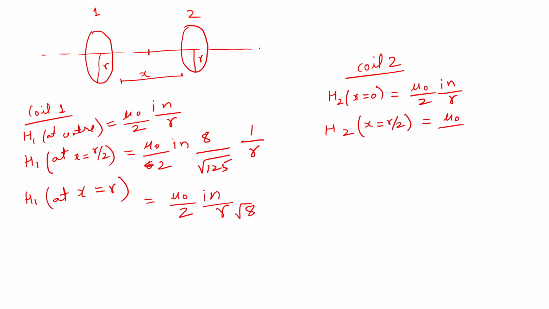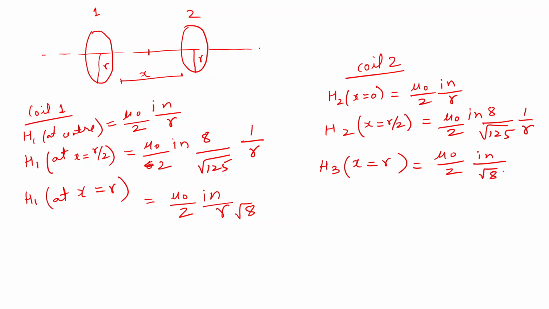It will be mu naught over 2 I n 8 over under root 125 by 1 over r. The magnetic field due to coil 2 at x equal to r distance will be mu naught over 2 I n over under root 8 times r. So these expressions are the magnetic field at different positions along the axis, but only due to coil 1.